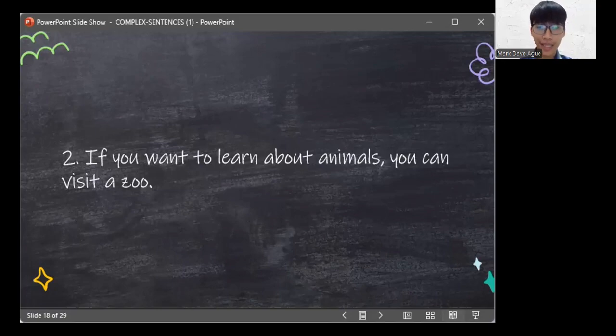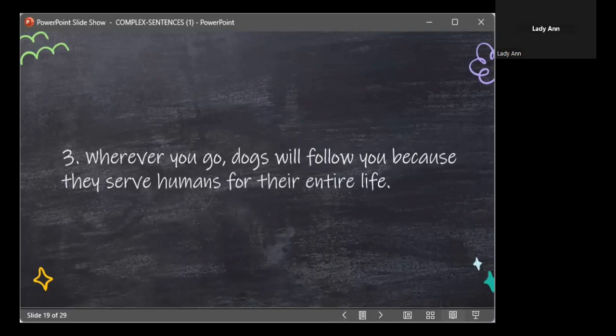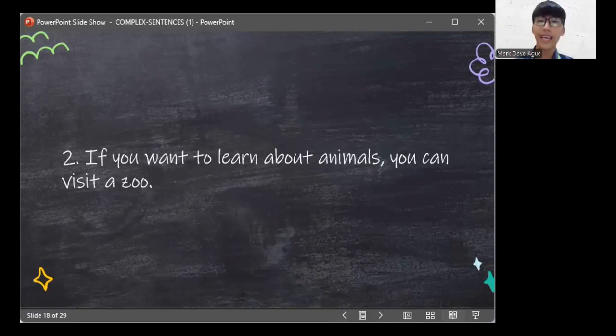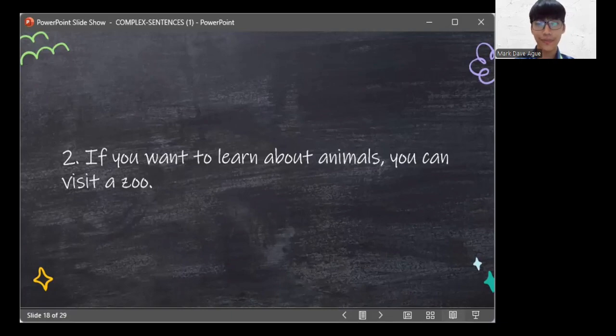Now, Miss Tanya, can you tell me where the dependent clause is? The dependent clause, sir, is if you want to learn about animals. That's right. Now, can you tell me where the subordinating conjunction is? The word if, sir. That's right. Very good. Now, can you tell me where the subject is?